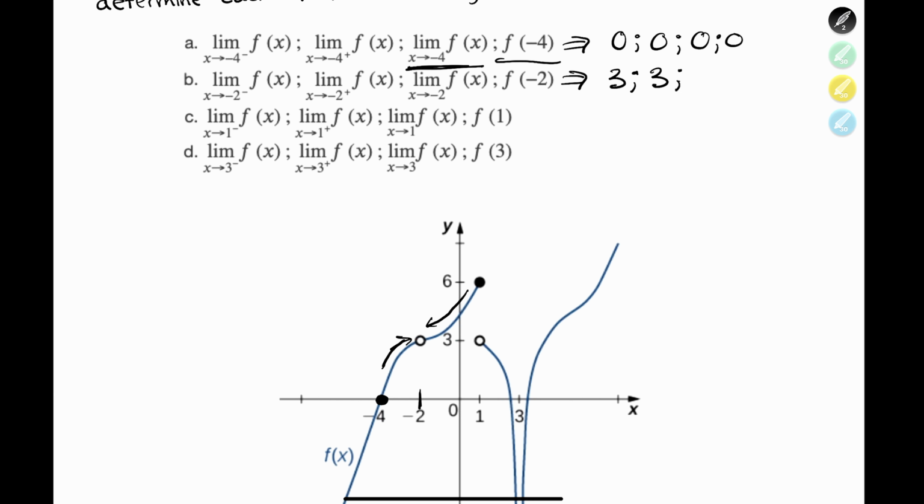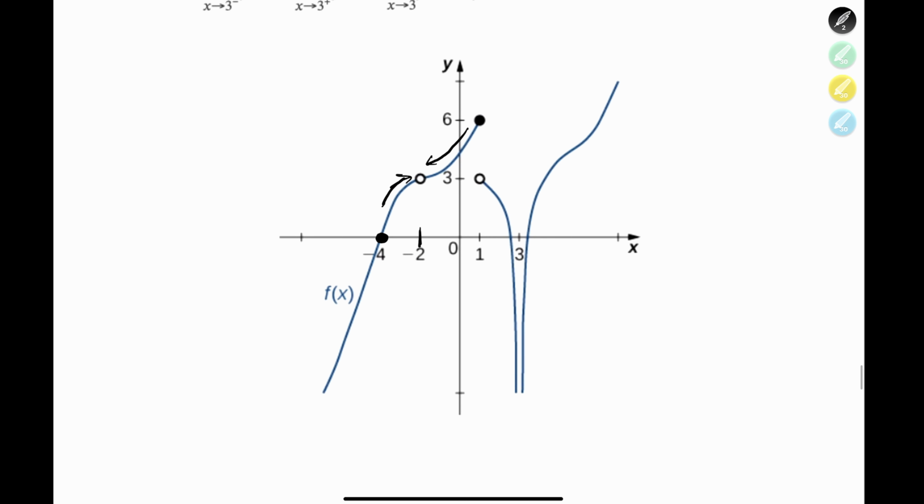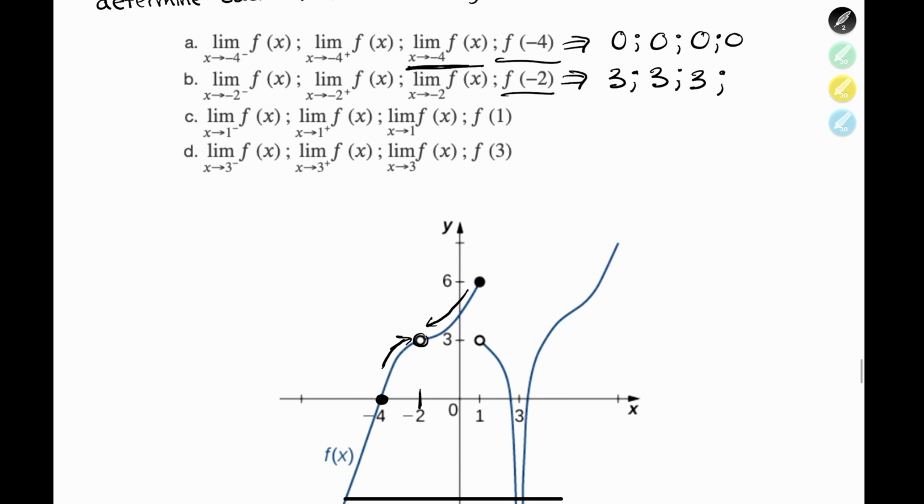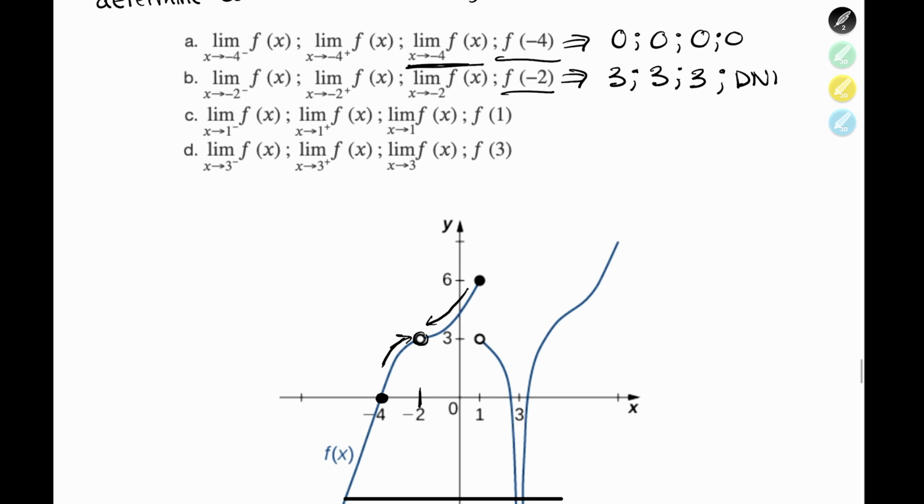Looking at the third part of part B, they want us to solve for the limit of f of x as x approaches -2. And since the left-hand limit and the right-hand limit are both equal to each other, then the limit exists and is equal to 3. Now, finding f of -2, we see that there's a hole at -2, and so f of -2 does not exist.